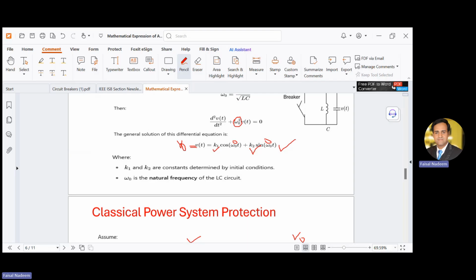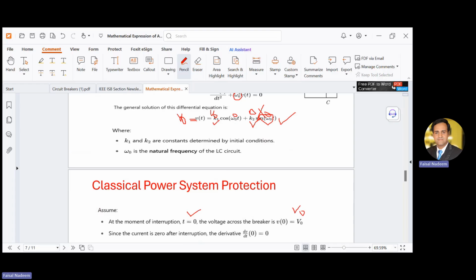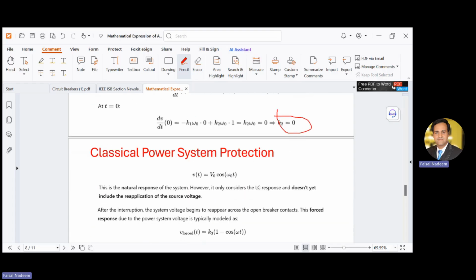So Vt is equal to V naught cos omega naught t. However, K2 is equal to 0, so this part of the equation will become 0. So now Vt is equal to V naught cos omega naught t. This is known as the natural response of the system. However, it only considers the LC response and does not yet include the reapplication of source voltage.